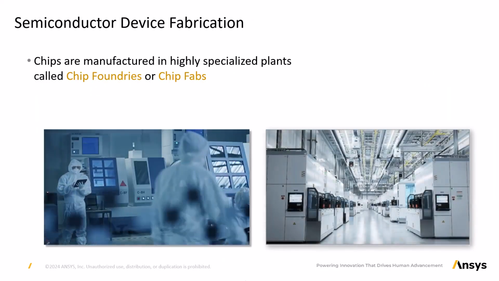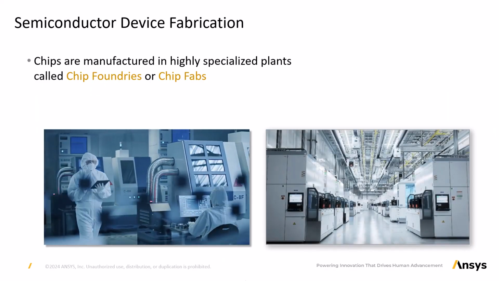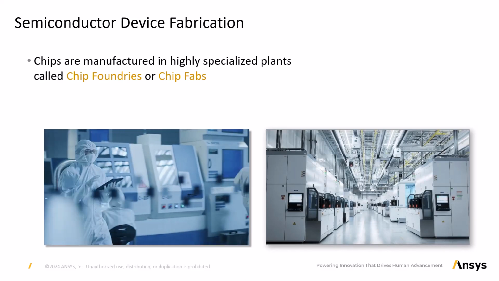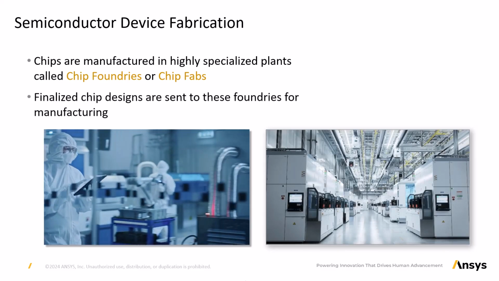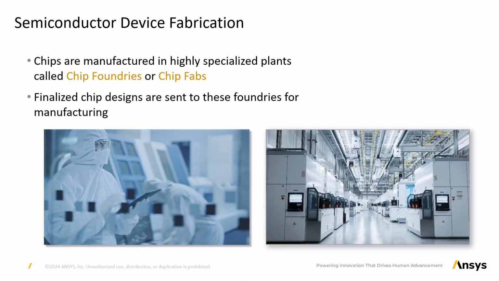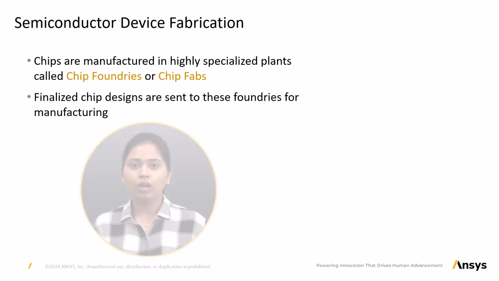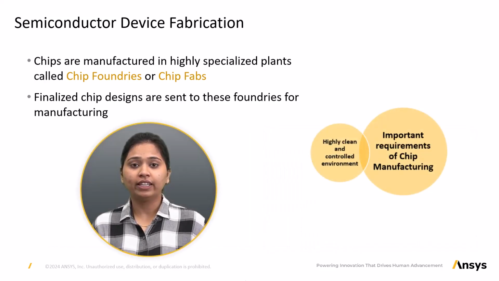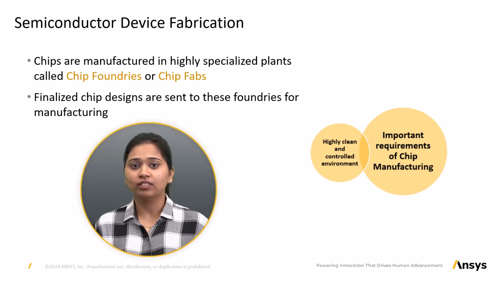Chips are manufactured in highly specialized plants called chip foundries or chip fabs. Finalized chip designs are sent to these foundries for manufacturing. Foundries require a very clean and controlled environment with a regulated temperature, humidity, and light. These rooms are called clean rooms. Even a tiny particle of dust can cause damage to the chips as the circuits inside the chips are smaller than a dust particle.